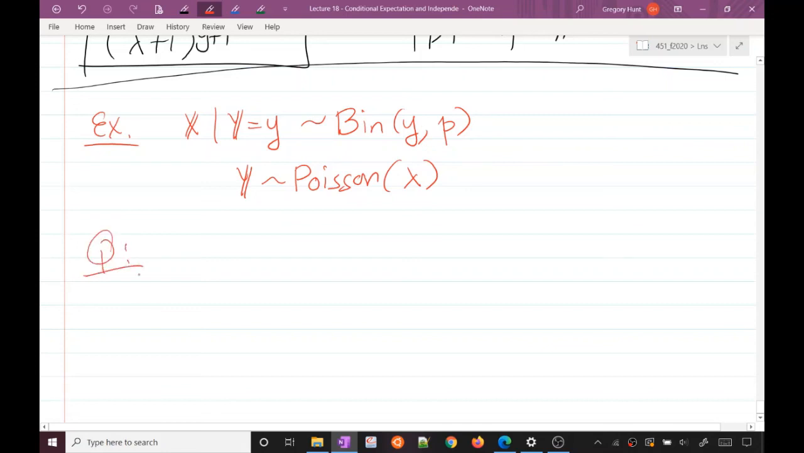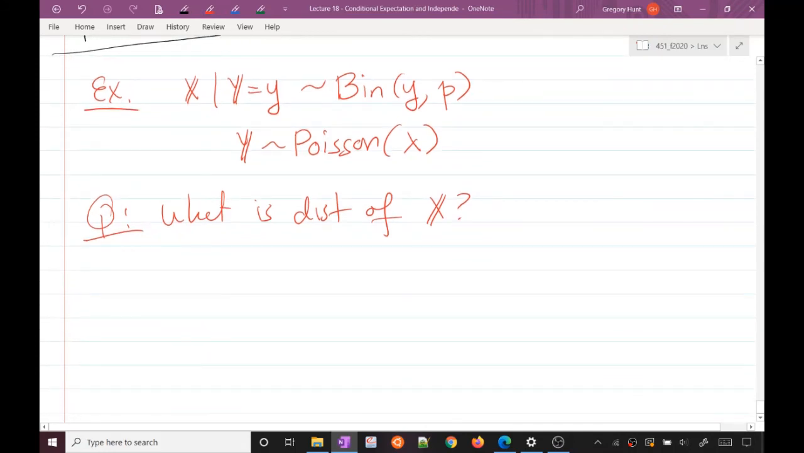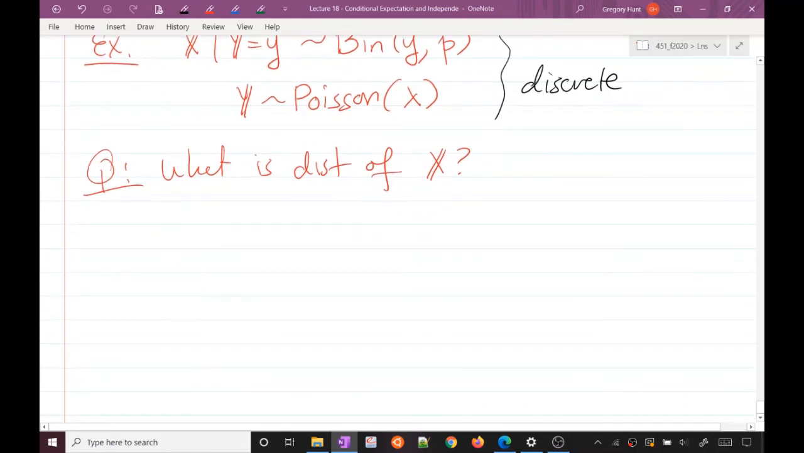Here's the question. What is the distribution of x? It's kind of a hierarchical model we're building here. First you generate y, and then given y, you generate x. And we can solve this with our law of total probability, right? Now this is a discrete case, so we have to do summations now instead of integration. But not so bad. Our law of total probability says I can sum.